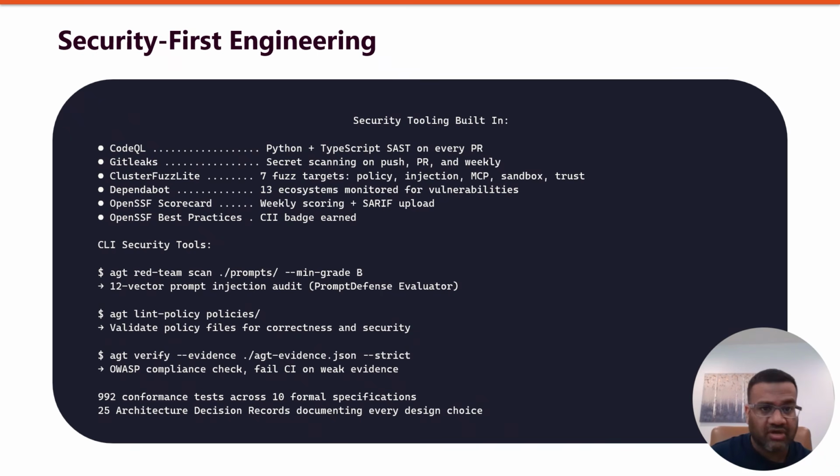Security is not an afterthought. It is built into every layer of AGT's development process. CodeQL runs on every pull request, scanning Python and TypeScript for security vulnerabilities. Gitleaks scans for secrets on every push, every PR, and on a weekly schedule.